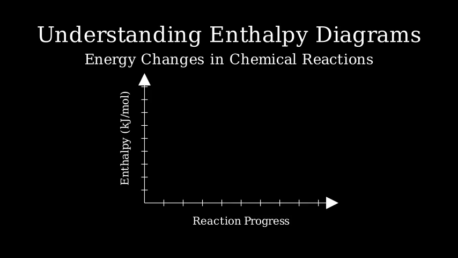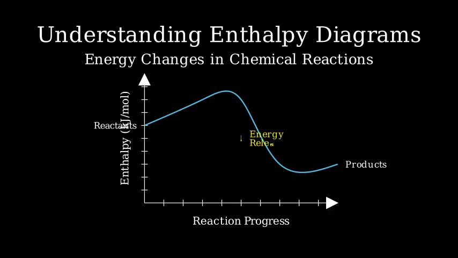Let's first look at an exothermic reaction. We start with our reactants at a higher energy level. The products end up at a lower energy level, showing that energy is released during the reaction. The peak represents the activation energy, the energy barrier that must be overcome for the reaction to proceed. This highest point is called the transition state.